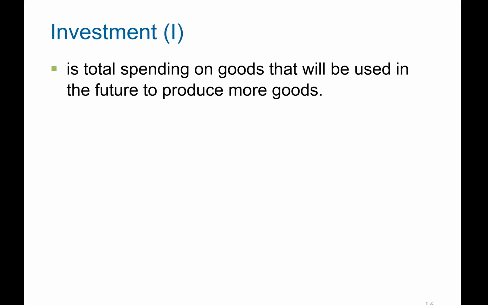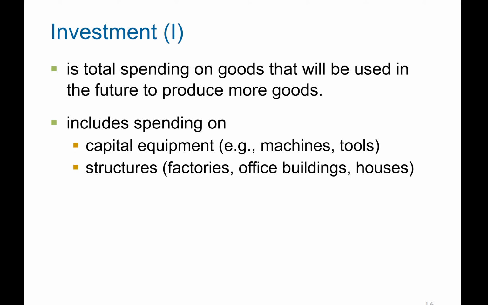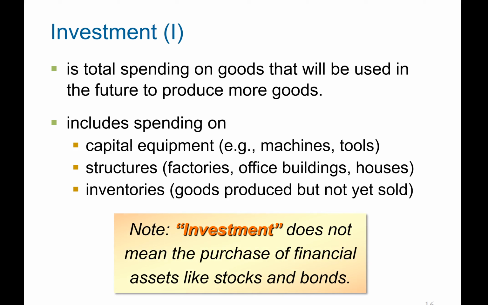Investment, another very specific concept in economics. It's total spending on goods that will be used in the future to produce more goods, which by definition would be capital goods. And this is going to be spending by businesses. Almost exclusively, investment is spending by businesses on the capital goods that will allow them to produce and sell more in the future. So this is going to be capital equipment, structures, inventories, things like that.